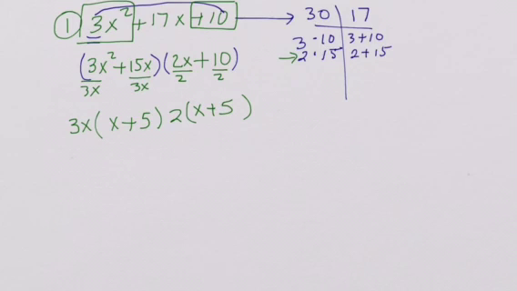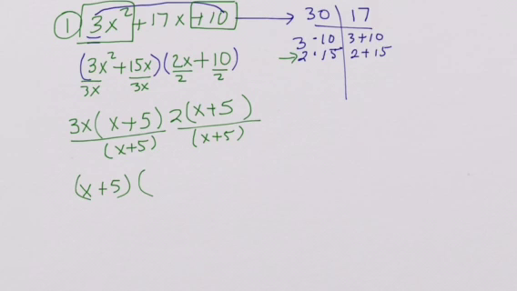Now you're going to notice that I have x plus 5 in common. So I'm going to go ahead and take out the x plus 5, and I'm going to put the x plus 5 down here in my answer. Now, when I take out the x plus 5, the only thing that is left is the 3x, and the only thing that is left on the second term is the positive 2. So now I have factored it.